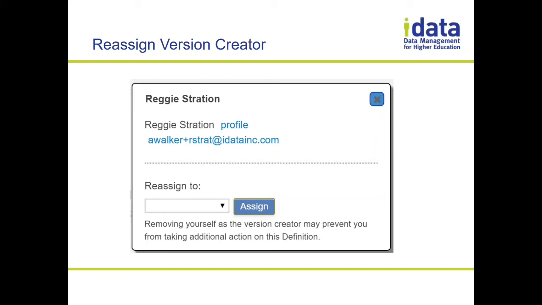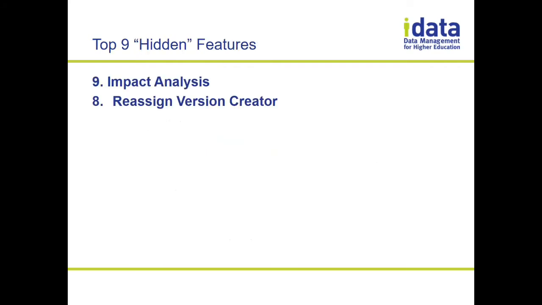This window pops up, this little modal box, and it allows me to reassign it to anybody else, any other user in the cookbook. And in this particular case, Reggie is trying to reassign this away from himself, so he gets a little notification saying, warning, if you do this, you may not be able to take any additional action. So that's a nice little ability to get something started and then put it in somebody else's sort of task list. The next feature is pretty similar.